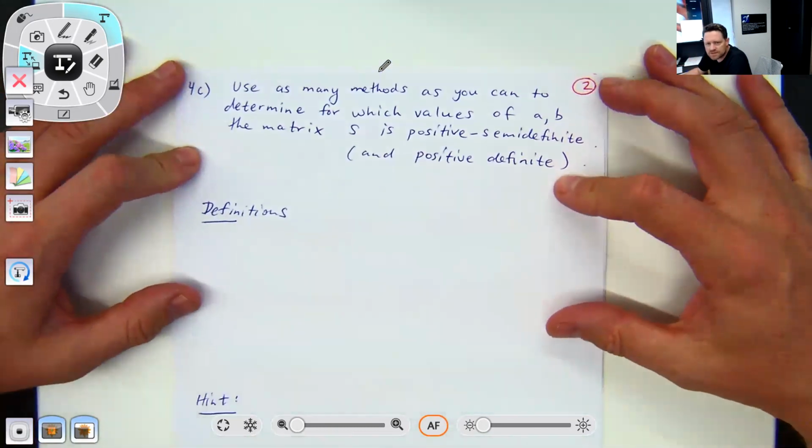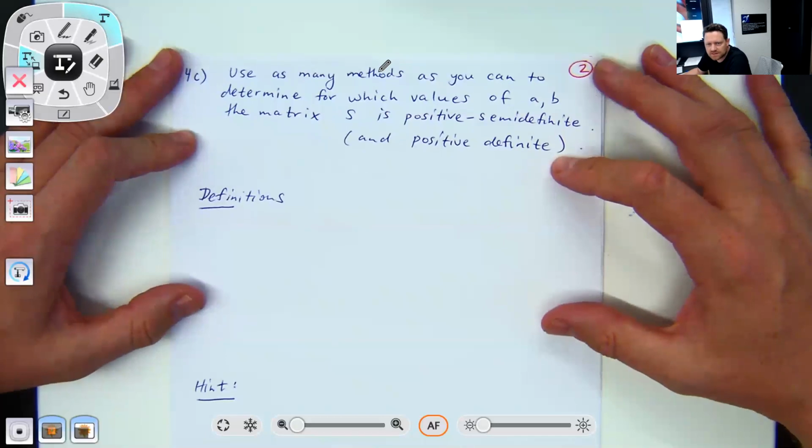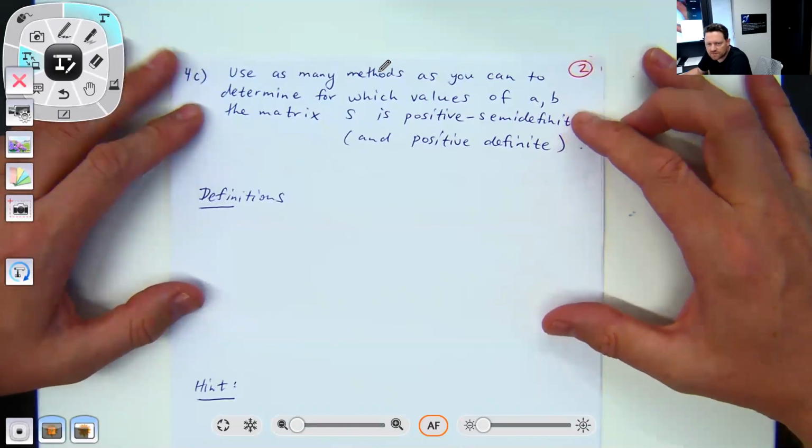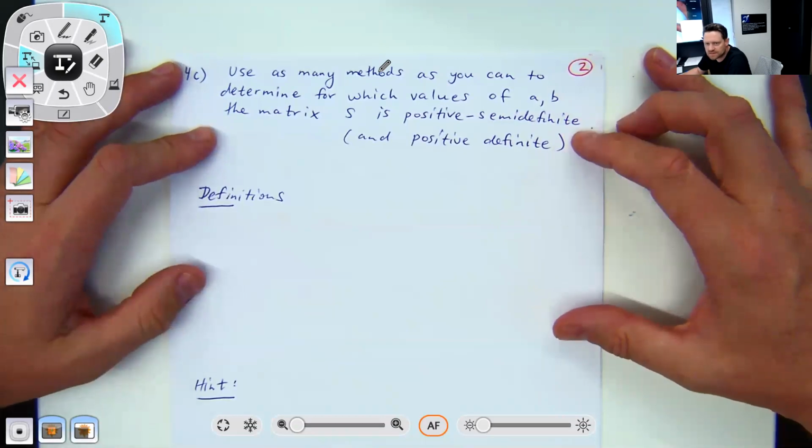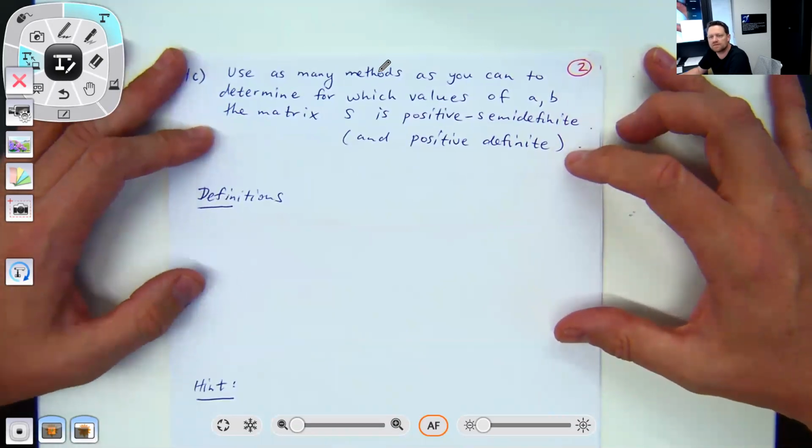Now the next one says, use as many methods as you can to determine for which values of A, B, the matrix S is positive semi-definite and positive definite.